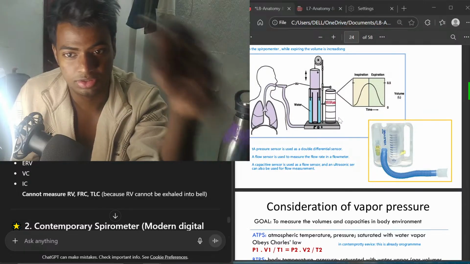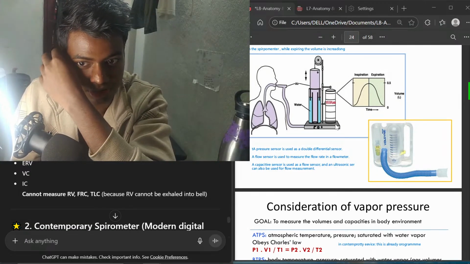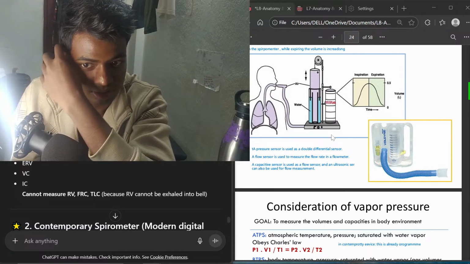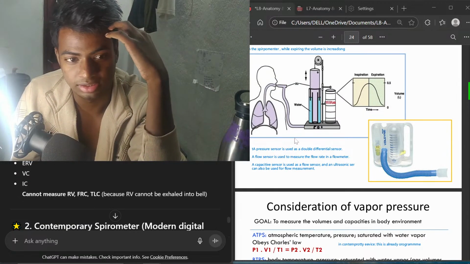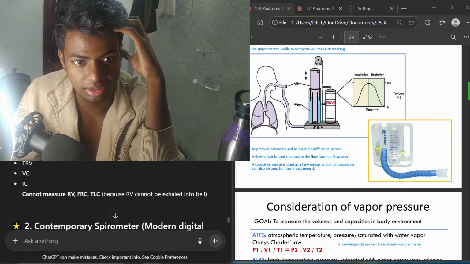The pressure sensor used is a differential sensor. Pressure sensor used to measure flow rate in a flow meter. Capacitive sensor used as a flow sensor. It can be altered resistance along with flow measurement. So why do we do that? What does it measure?